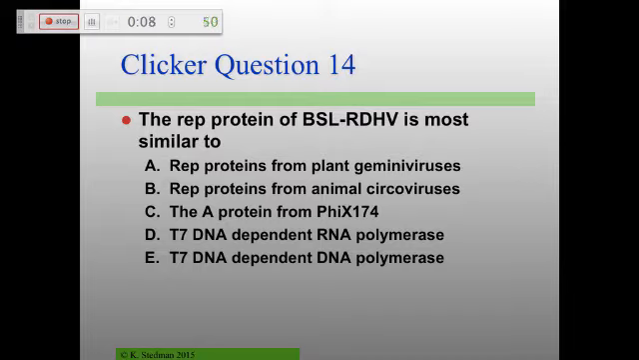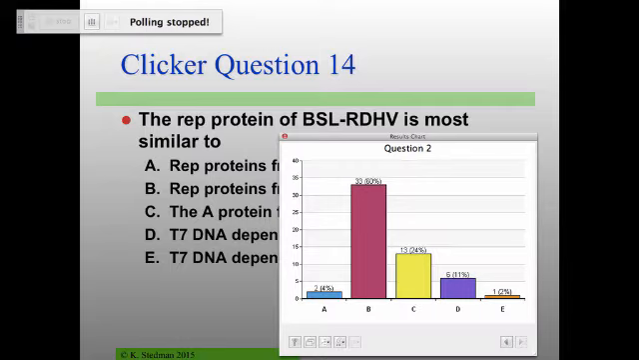Ten, time to start guessing. Okay, so yes, it is more similar to the rep proteins from circoviruses. These are the animal circoviruses. Gemini viruses are plant viruses that replicate in a very similar fashion. There are other RDHVs that have rep proteins similar to the circoviruses, or sorry, the Gemini viruses. The rep protein from A, which is then from Phi-X174, that's a very similar function, but the sequence is really quite different. It's a whole different family.